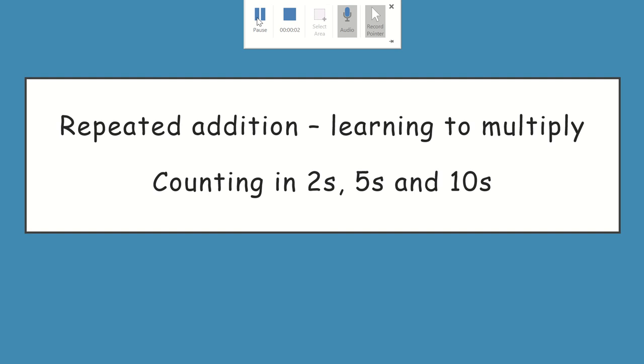Hi everyone. Today we are going to look at repeated addition, which is our first step in learning to multiply. So we are going to look at how we count in twos, fives and tens and see how this can help us with these skills.